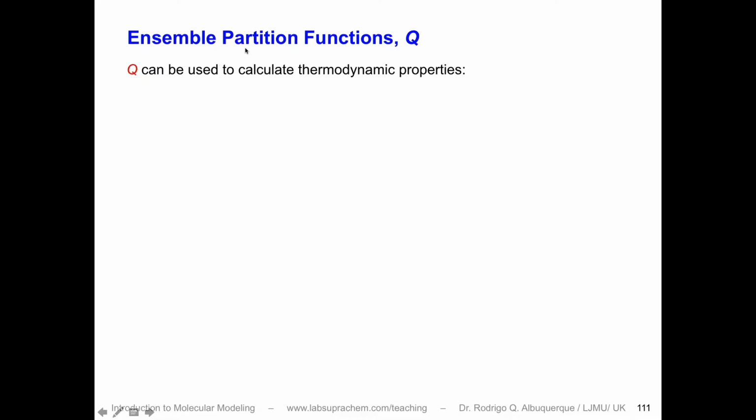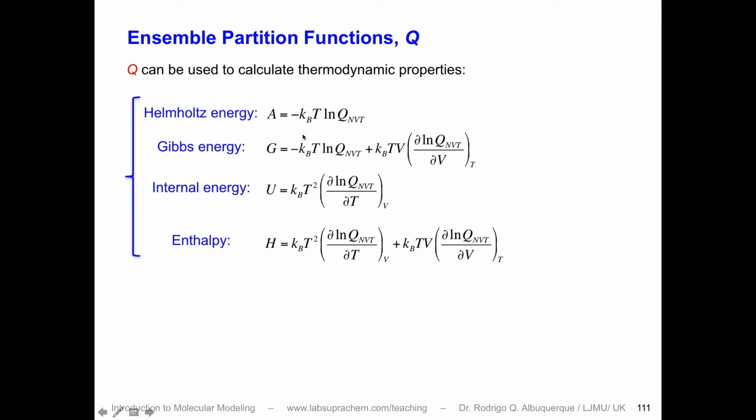As soon as we get the partition functions, we can now predict a range of thermodynamic properties, like Helmholtz energy, Gibbs energy, internal energy, enthalpy, and a combination of them to generate other properties. We see here, in the case of Helmholtz energy, this calculation is straightforward. A is equal to minus kT, so the Boltzmann constant, temperature, and the natural logarithm of the canonical partition function.